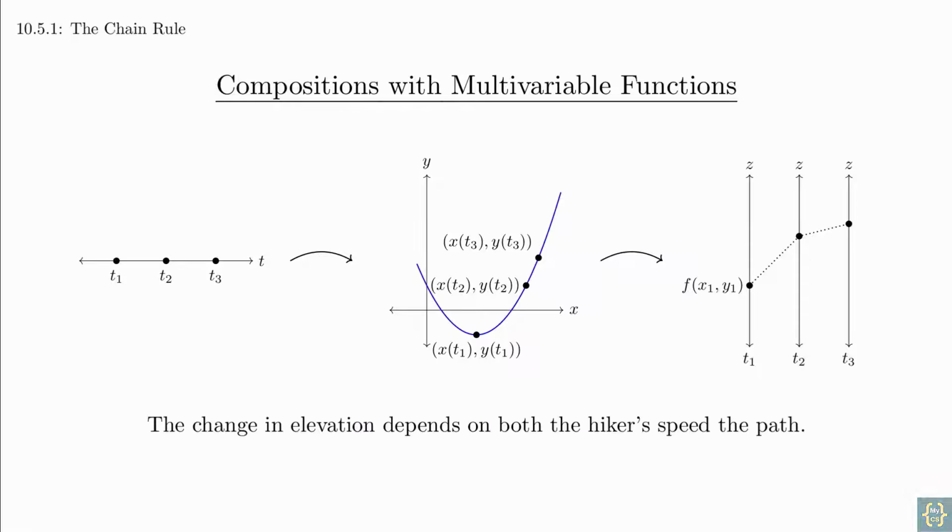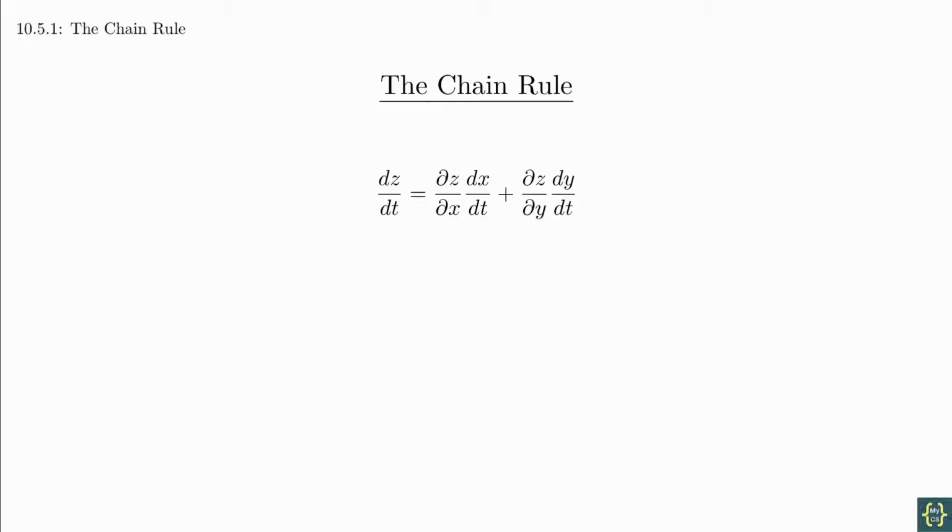Now let's think about how the elevation changes with time. Clearly, if the hiker is moving faster, the elevation is changing faster. But the change of elevation also depends on the shape of the path. Running up a steep slope will lead to a faster change of elevation than walking along a gentle grade. So the change of elevation with respect to time needs to incorporate both elements. Here's the formula for the chain rule. Let's try to understand the individual pieces.